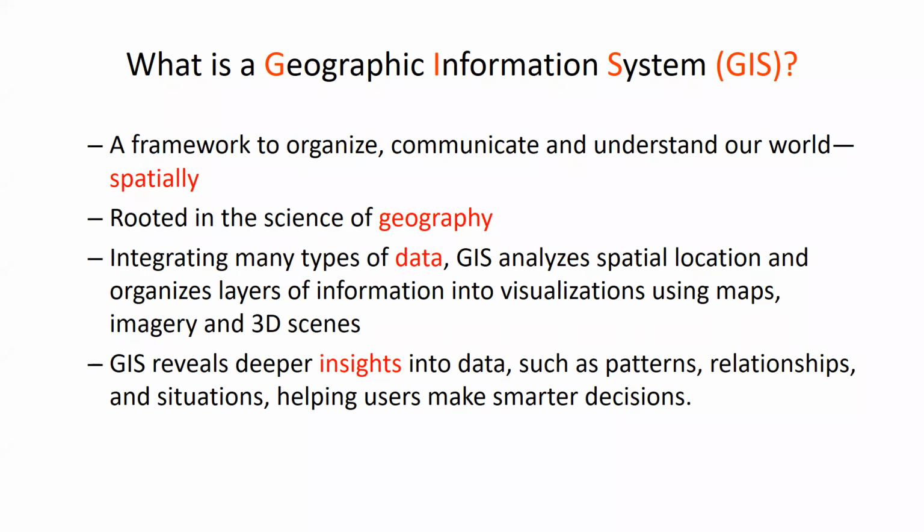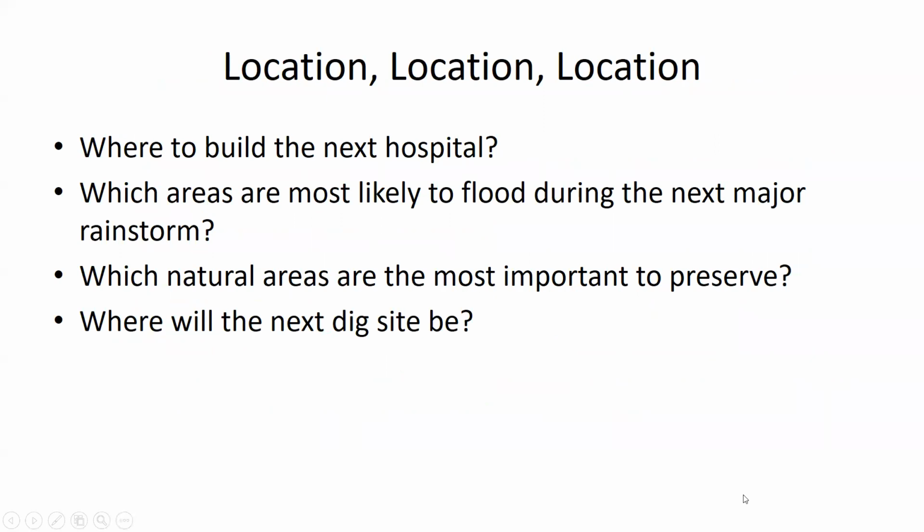Since GIS is rooted in the science of geography, it is inextricably linked to location, right? Location being the most important component of GIS. And once we have that component, we then think about the various attributes, the various variables that may help us make decisions about which location is best for something or other, right? So where to build the next hospital, that is a question that can be answered with GIS and specifically with suitability modeling.